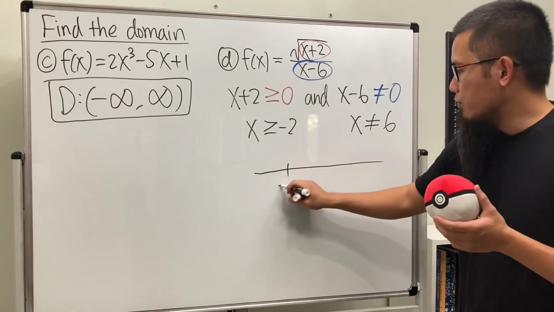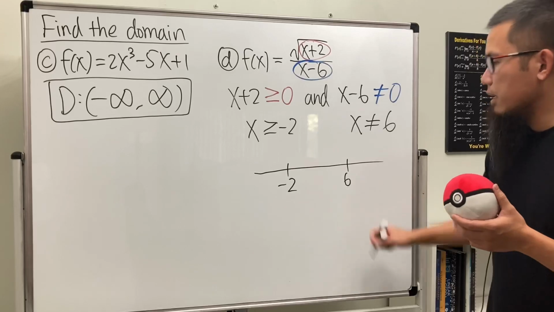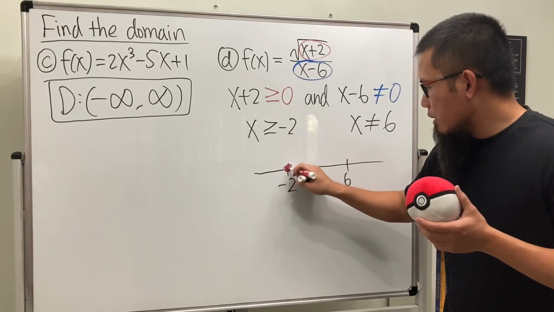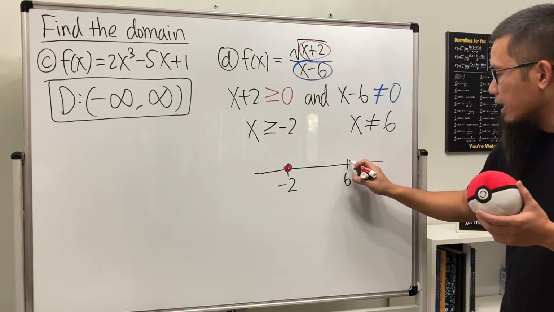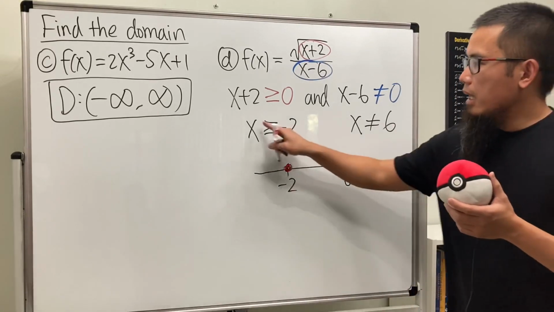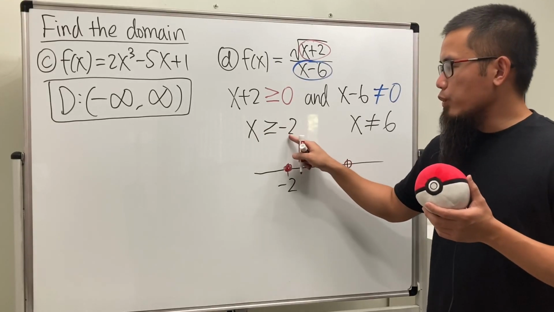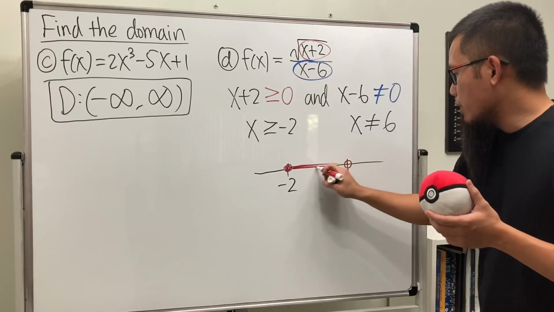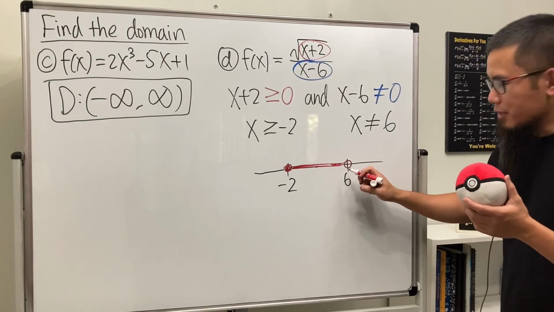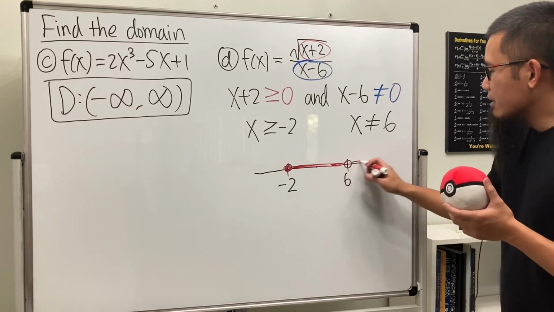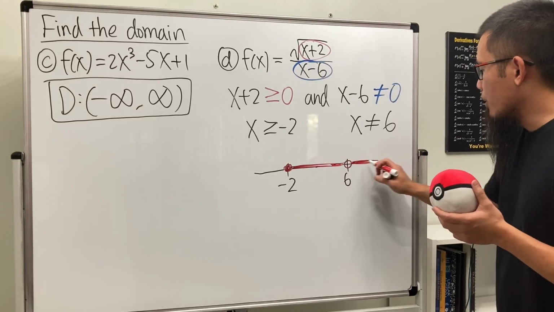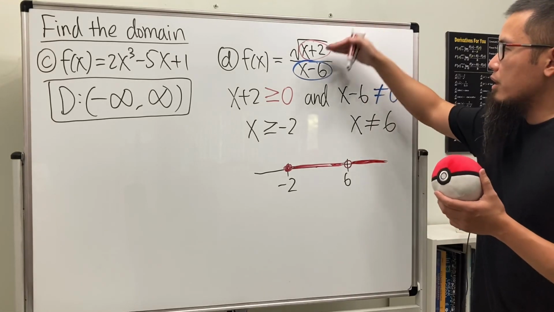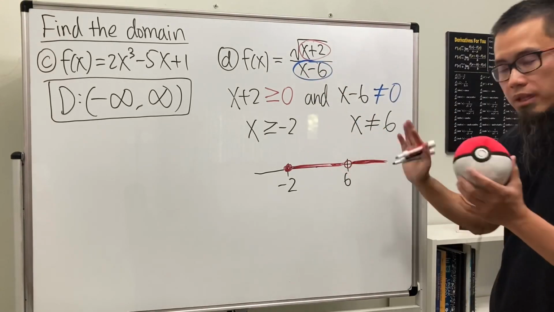Here we have negative 2, and let's say here we have 6. For the negative 2, we do want to include that, so put down a closed circle. But for the 6, do not include that, so put down an open circle. X has to be greater than or equal to negative 2, so we go this way, all the way to the right. And we will have to kind of skip the number 6, but any other numbers after 6 is still okay as well. Like for example, you can plug in, let's say 10 into the x here and also into the x here, and then work out a number, that's totally okay.